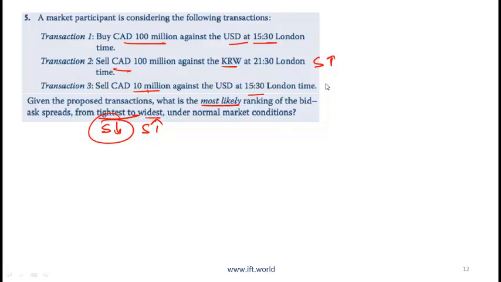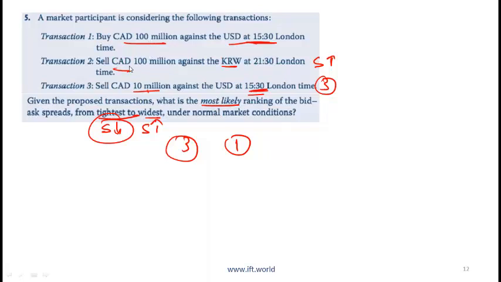The tightest spread will be transaction three, because of three reasons. A, the timing is when both the US market and the London market, so New York and London, are both open. So that means spreads are low. The currency pair is heavily traded and the transaction amount is relatively low. So the spread is going to be low. So this three is going to be the tightest. Next will come one, because again, we still have a heavily traded currency pair at a time when London and New York are open, but the spread will not be as tight as three because the transaction amount is relatively large. So keep this in mind. When transaction amounts are larger, that makes the spread a little wider.